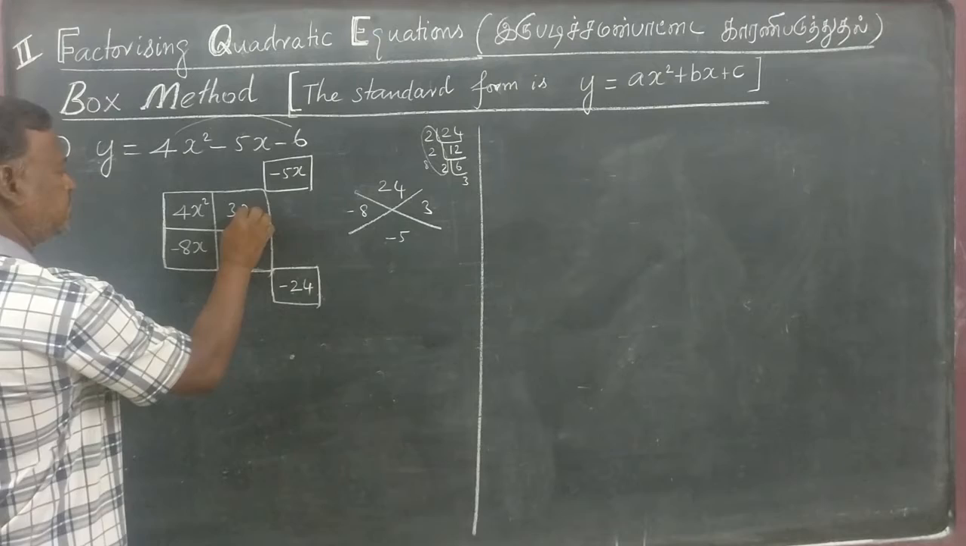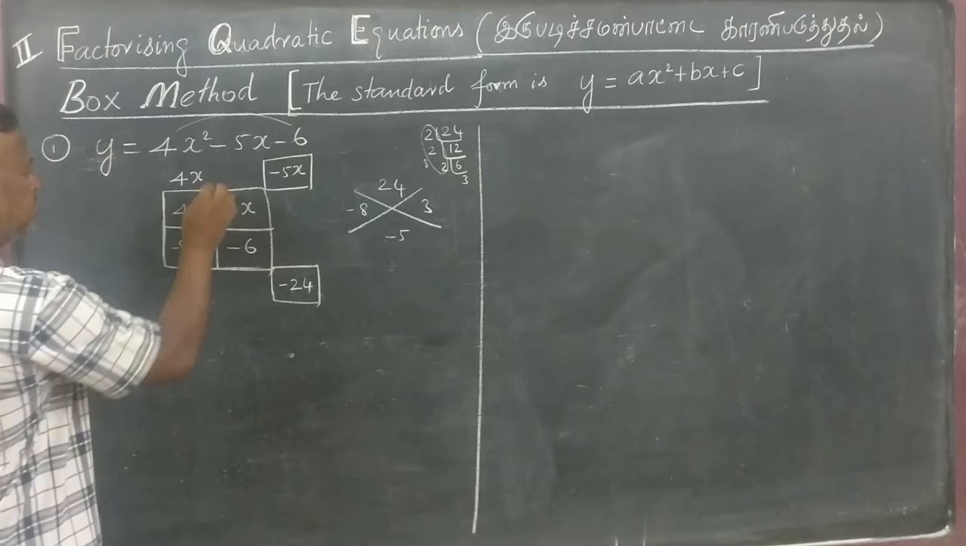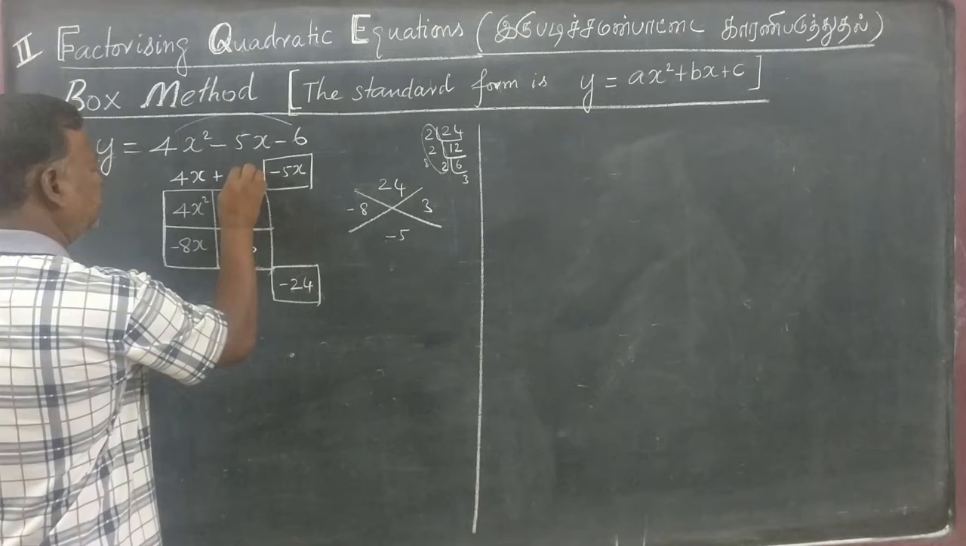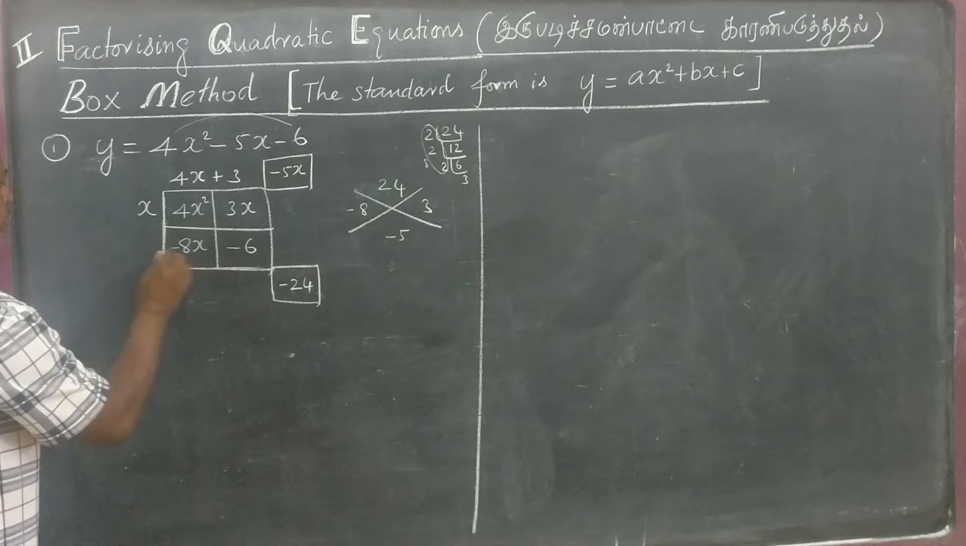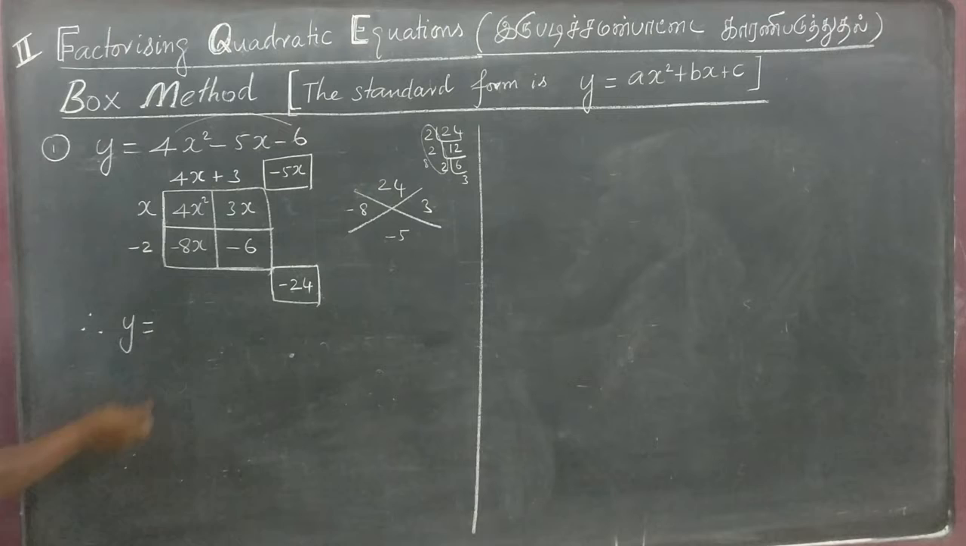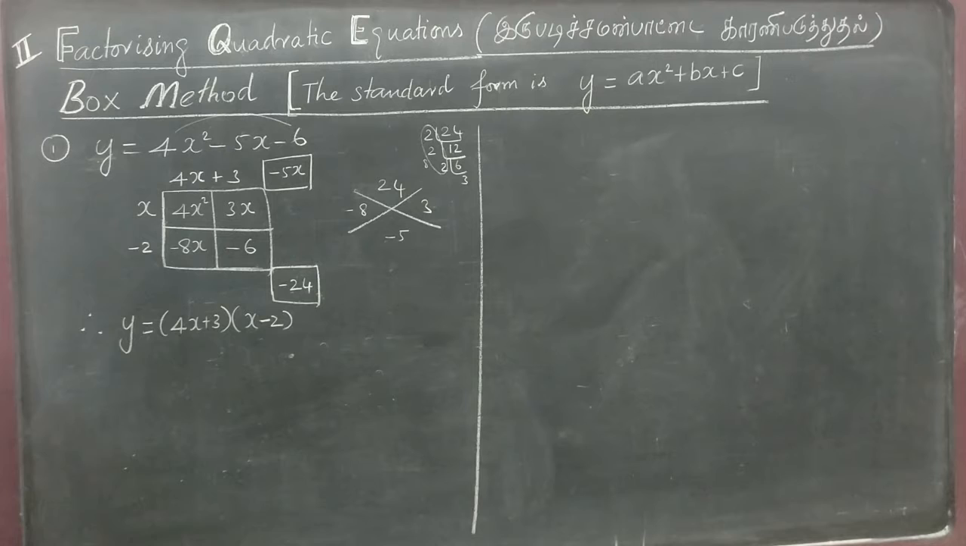Now, what are the common factors here? 4x. Is there a common term? 3, plus 3. Look, x is common here, minus 2, minus 2. Therefore y equals 4x plus 3 into x minus 2. In this way you can factorize in a simple manner.